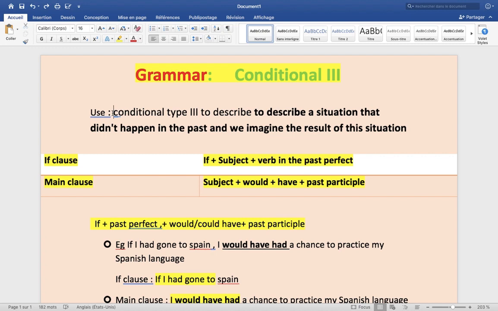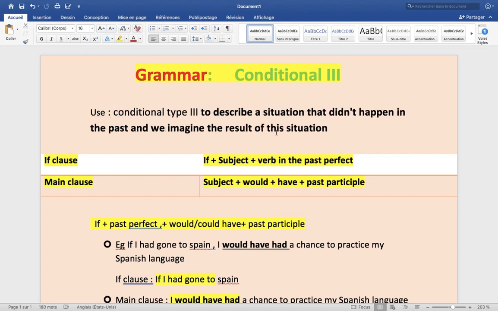Okay, so we have conditional type 3, or the third condition, which they also call the impossible condition. So what is the use of conditional type 3? It is used to describe a situation that didn't happen in the past, and we imagine the result of this situation.